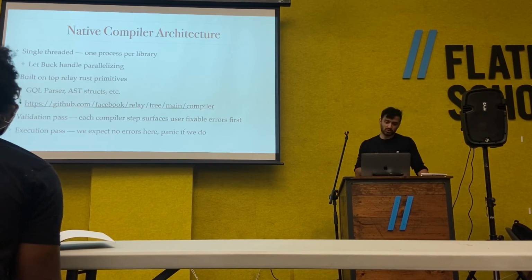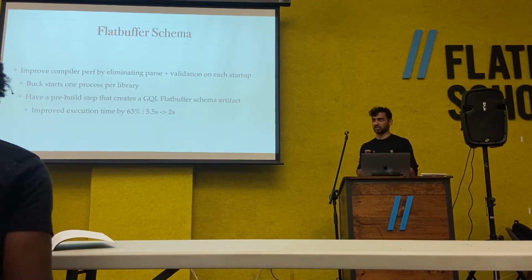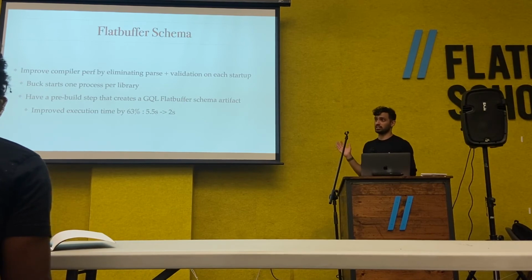But yeah, one of the cool features that I wanted to talk about, in conclusion here, is this thing called our flat buffer schema. One of the really expensive parts, right? We mentioned that Buck starts one process per library, and one of the really expensive things that we have to do, even in Rust, is to parse the entire schema, right?